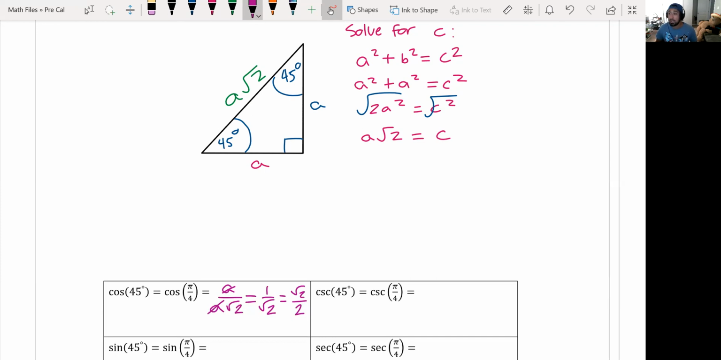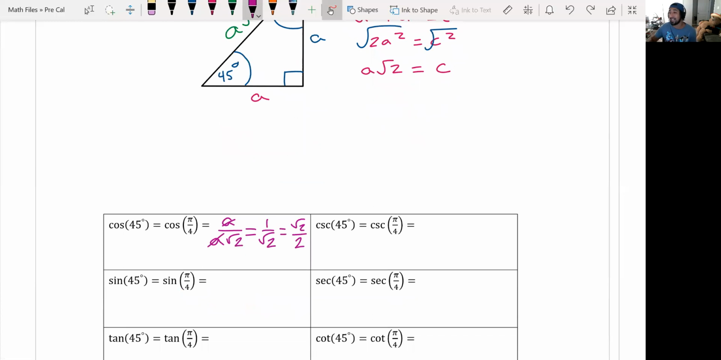Okay, now let's do the same for the sine of 45 degrees. And honestly, it doesn't matter which angle I'm calling on because we're getting the same ratios. So I'm just using this generic value in the corner. So now we'll do the sine of 45 degrees, which is opposite over hypotenuse, which gives us the same situation as cosine.